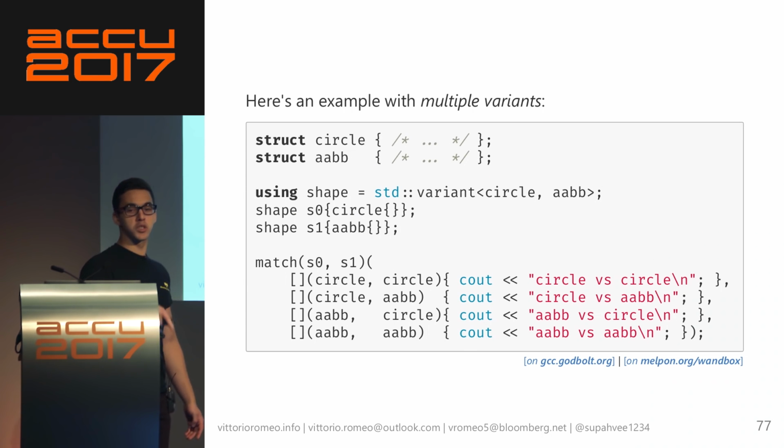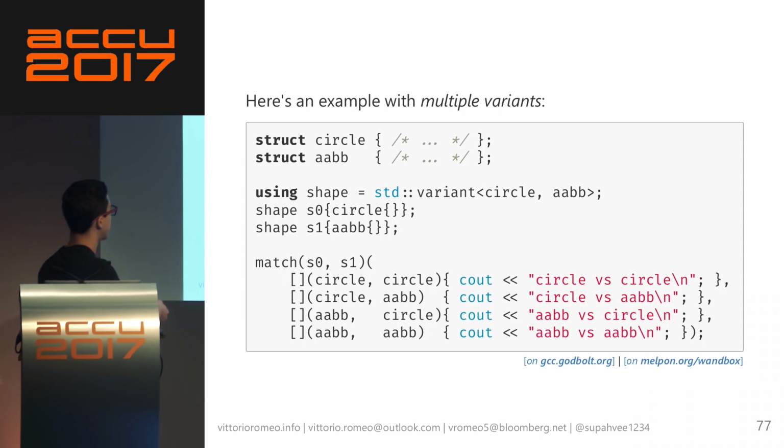And here's an example with multiple variants. So it doesn't look as ugly as you might expect. We simply match two shapes here in the first function call. And then we provide a bunch of lambdas that need to cover all possible combinations of the variant alternatives. So again, I feel like this is very intuitive. You just have two variants and then all the possible cases on the spot.